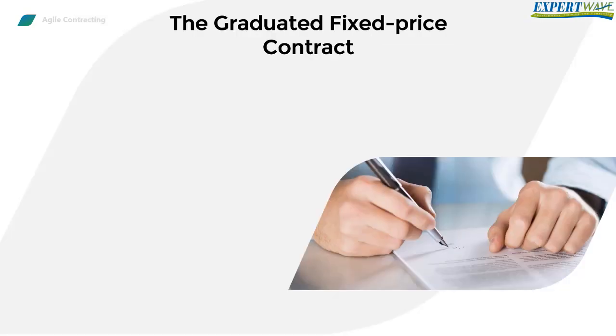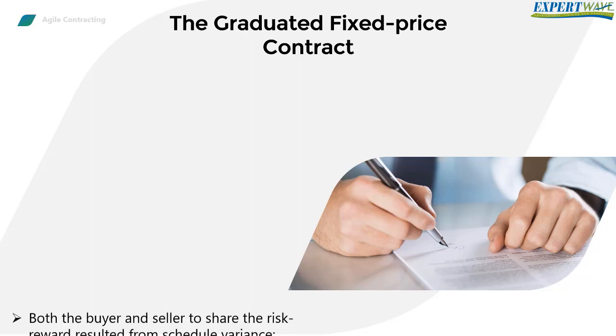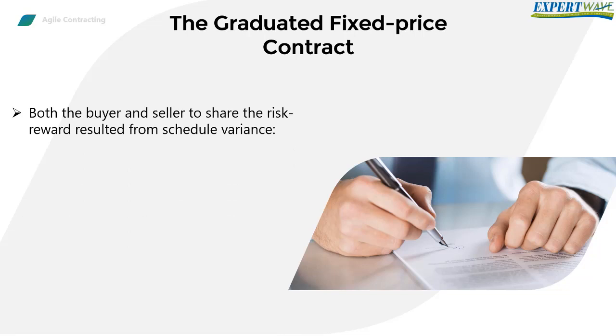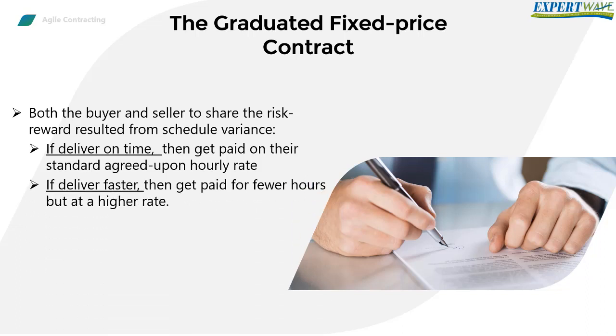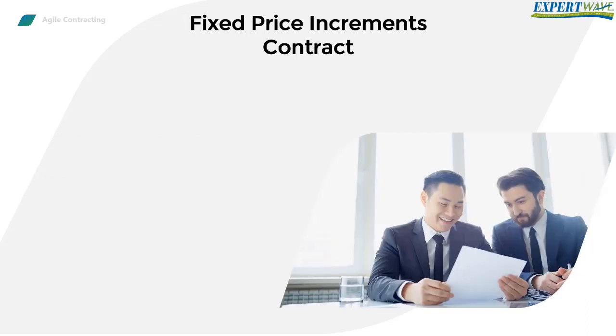Let's explore the second Agile contract model, which is the graduated fixed price contract. This model allows both the buyer and the seller to share the risk-reward resulted from the schedule variance. If the project team delivers on time, they will get paid on their standard agreed upon hourly rate. But if they deliver faster, they get paid for fewer hours but at a higher rate. Conversely, the project team would suffer a rate of reduction for late delivery.